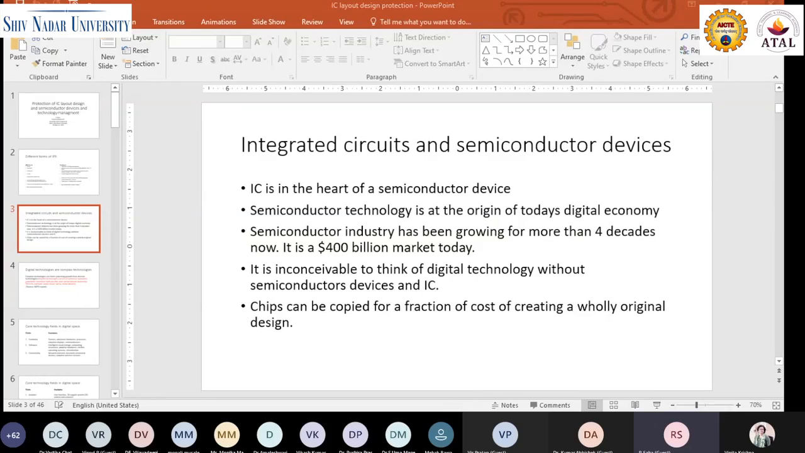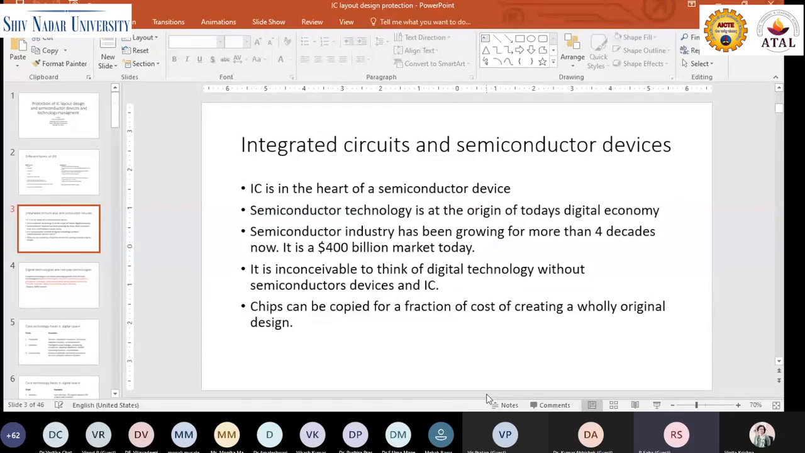The semiconductor industry has been growing for more than 4 decades, and today it's a $4 billion industry. Another interesting aspect of the semiconductor industry is that it spends something like 18 to 19% of its sales expenditure on research and development. It doesn't happen in most industries.